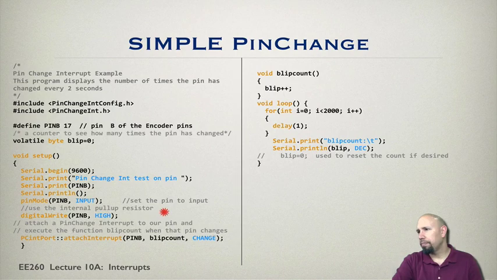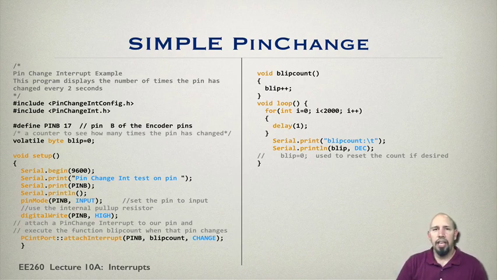We go through and set up P to be pin mode, and then we do an attach interrupt. So we're going to use pin B here. Pin B is, again, interrupt number 17. We're going to use the function name blip count. So here's our function blip count, and we're going to use a pin change. This is an example of using the pin change interrupt library to do pin change interrupts.